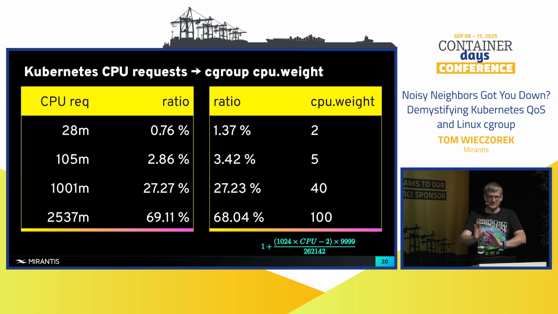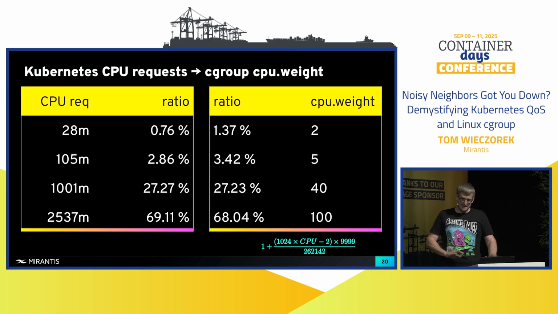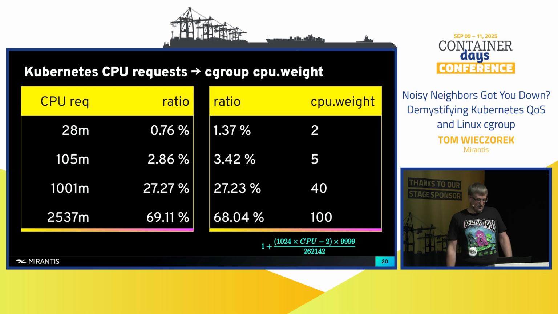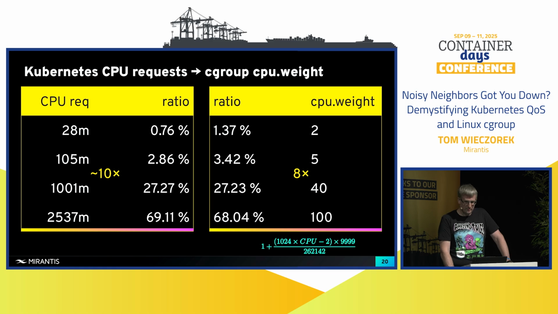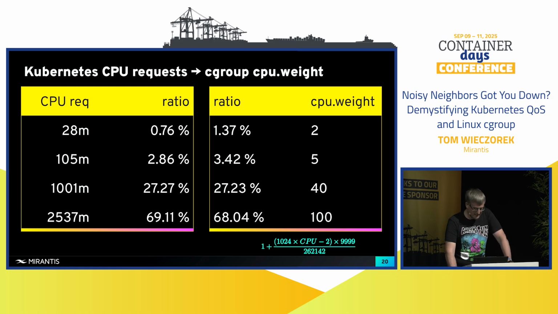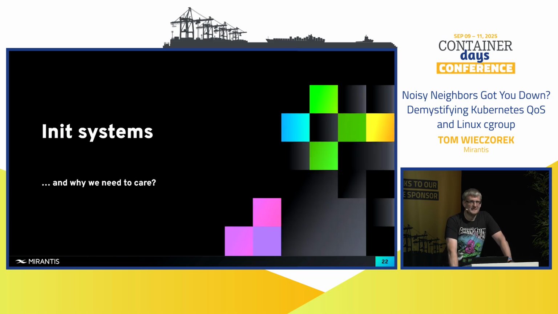So there's already a bit of discrepancy between the absolute requests that we set and the relative CPU weights that are being calculated. This is an inherent mapping problem. You see the factor here is also different. I'm putting 10 times more CPU there, from 100 millicores to one full CPU, but I only get 8 times more on the right side. So this is something that you need to be aware of. Right, so now we know how Linux and Kubernetes use cgroups. We also need to know how the init systems use them.